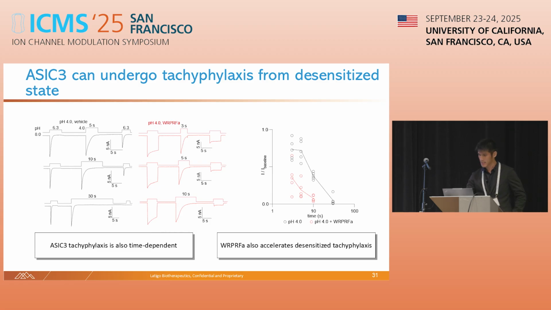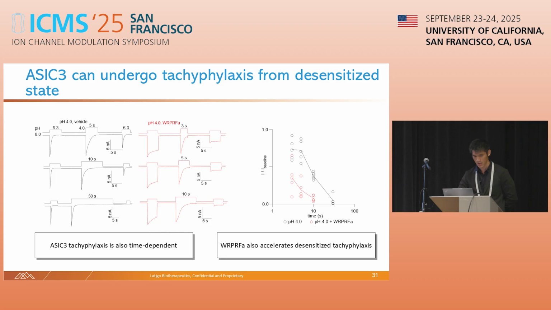We then wondered if ASIC3 tachyphylaxis goes through the same biophysical process as ASIC1. ASIC1 tachyphylaxis is due to the time in the open state, and prolonged single acidic stimulation has not been shown to accelerate ASIC1 tachyphylaxis. Meaning, no matter how long we hold ASIC1 in the acidic stimulus that induces tachyphylaxis, the amount of current loss is the same each time. So we wanted to see whether this is true in ASIC3.